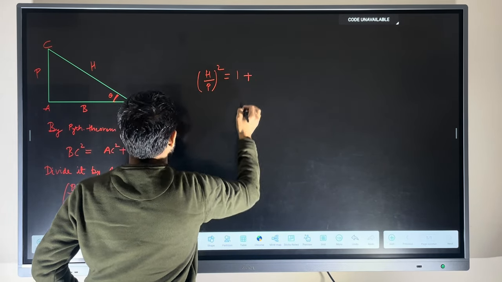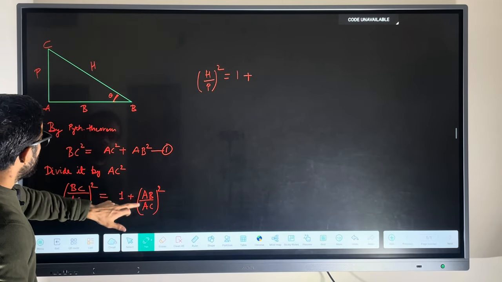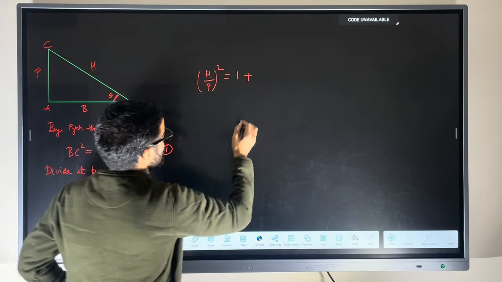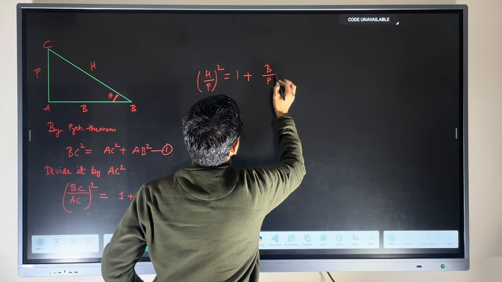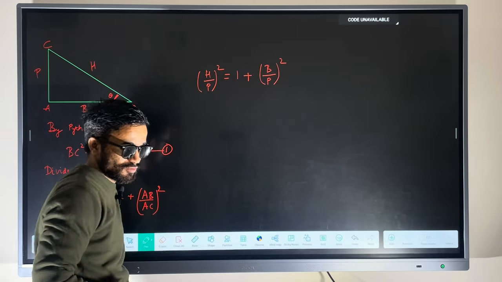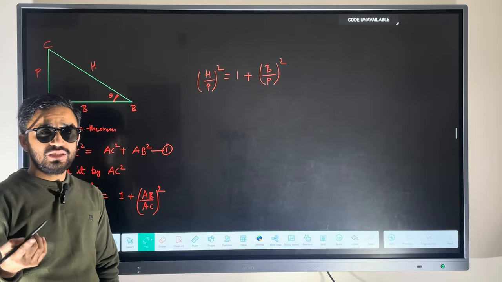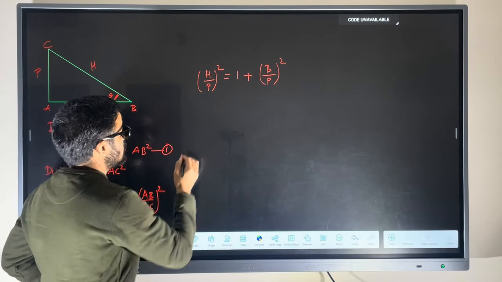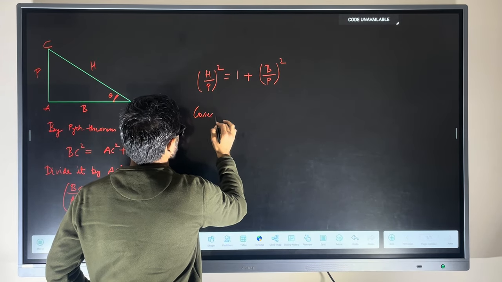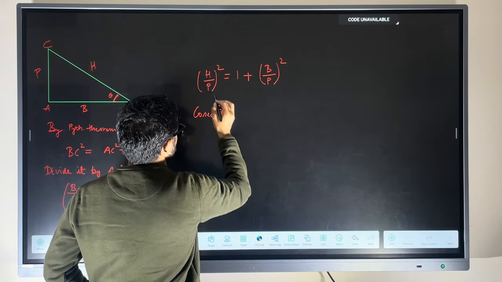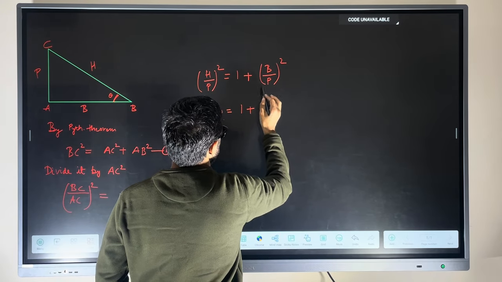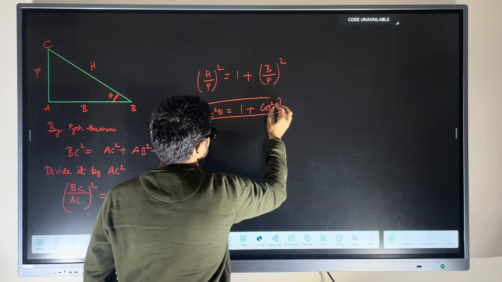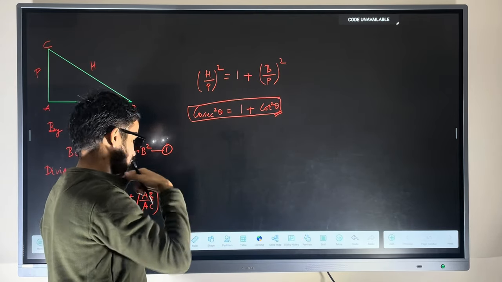It is 1 plus AB upon AC. AB here is base, and AC is again perpendicular, so it is base upon perpendicular whole square. Now what is hypotenuse upon perpendicular? As we know that sin theta is perpendicular upon hypotenuse, the inverse of sin theta is cosec theta. So it is cosec square theta is equal to 1 plus base upon perpendicular, cot theta, that is cot square theta. So it is our formula number 2.